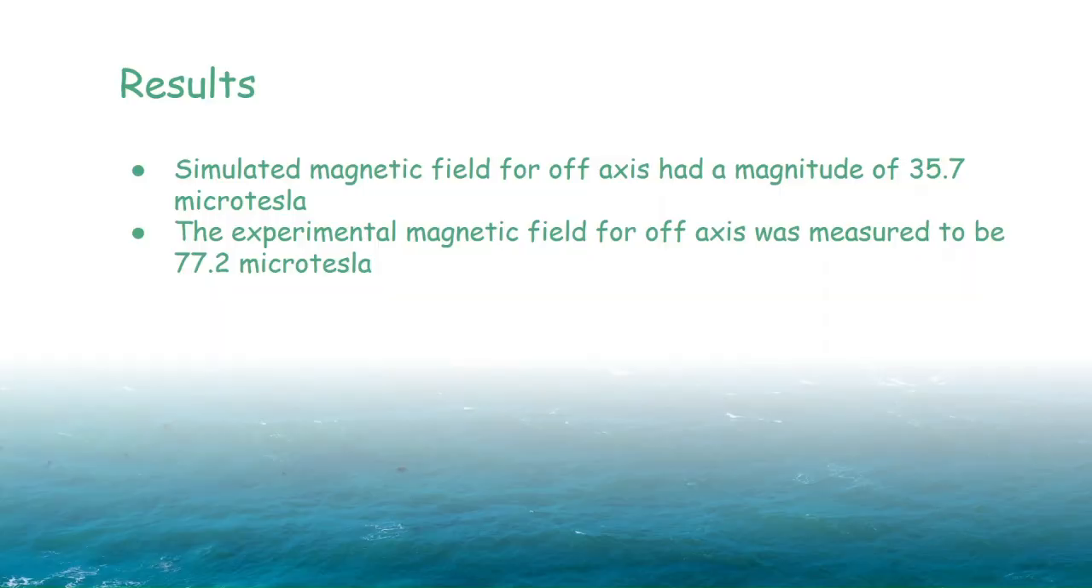For the results, the simulated magnetic field for the off-axis had a magnitude of 35.7 microteslas, and the experimental magnetic field for the off-axis was measured to be 77.2 microteslas.